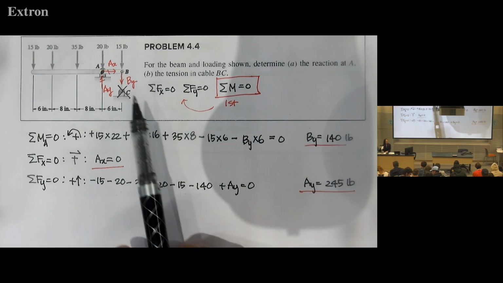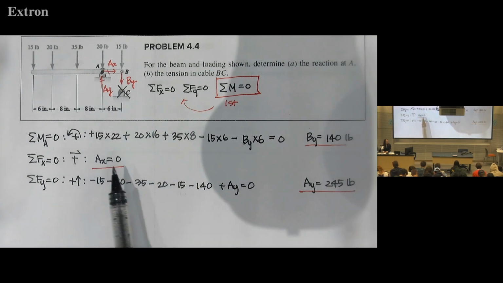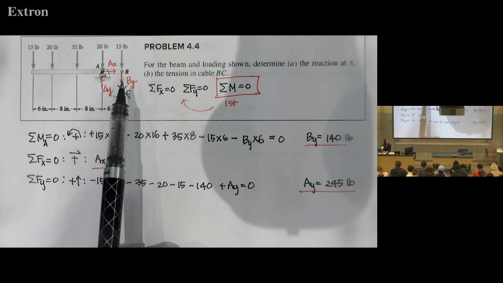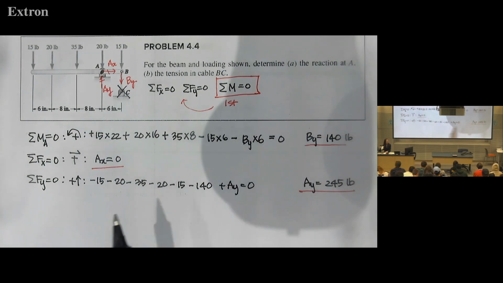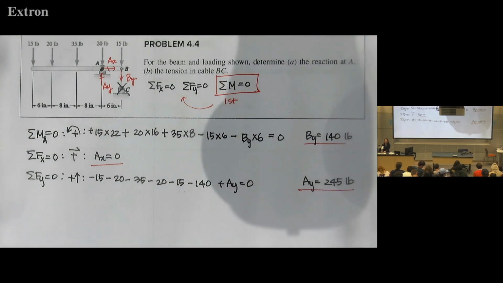So at A, this is spin. There are two reactions, but AX is 0, AY is 245 pounds, and the BY cable tension is 140. So that's 3 unknown reactions for this system. And then one thing to remember is if there's a beam and then there's no horizontal force, right? Then your horizontal reaction here, AX, is always 0 because there's only one term, AX, and then AX must be 0. Okay, any questions? Okay, then move on to the 3D problem.